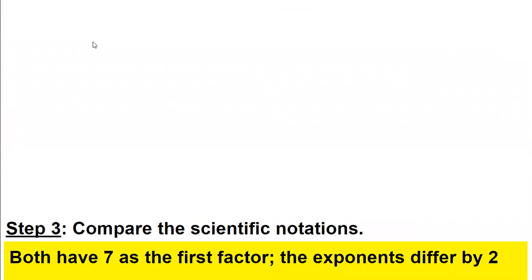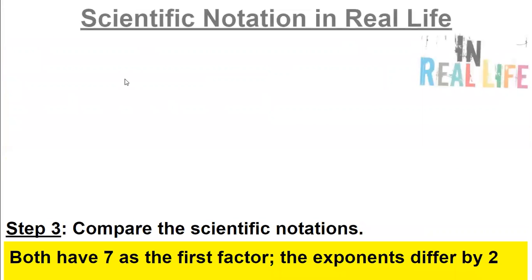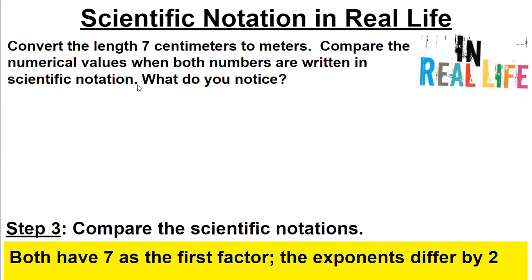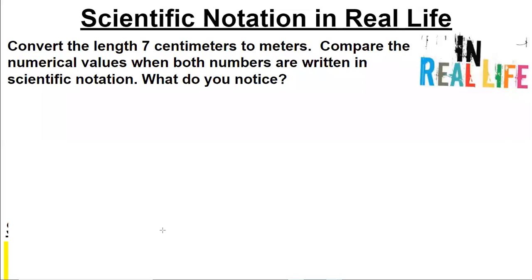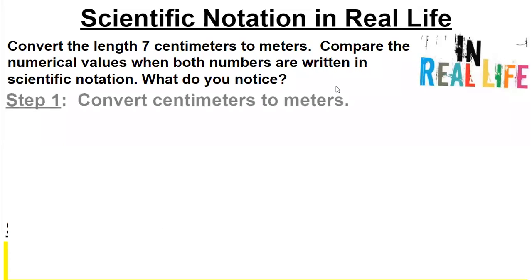Take a look at another one. Oops, that one didn't have the annotation put in, or the animation. Convert the length 7 centimeters to meters. Compare the numerical values. Here, let me just hide that. Pretend like you didn't see that last step and the answer. There we go. Okay, so we're going to convert the length 7 centimeters to meters. We're going to compare the numerical values when both numbers are written in scientific notation. What do you notice? Okay, step 1, convert centimeters to meters.